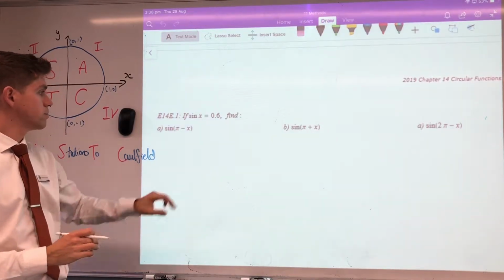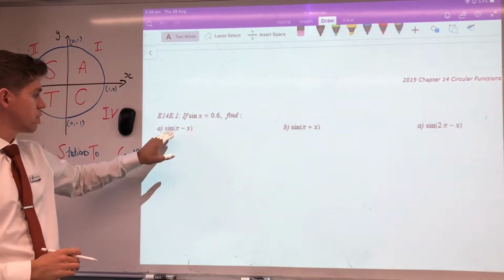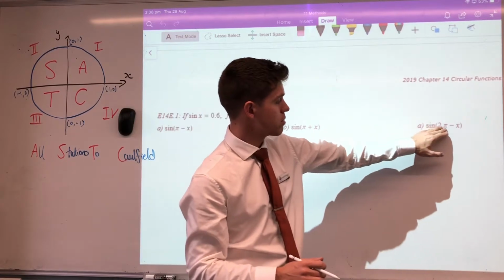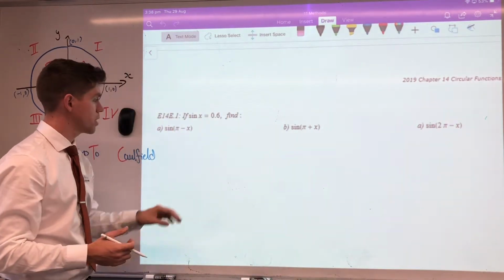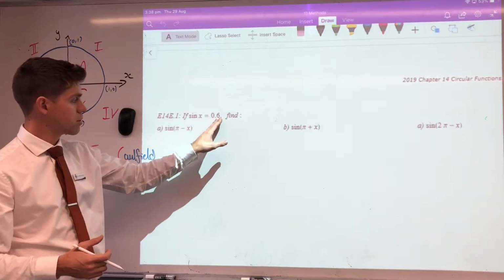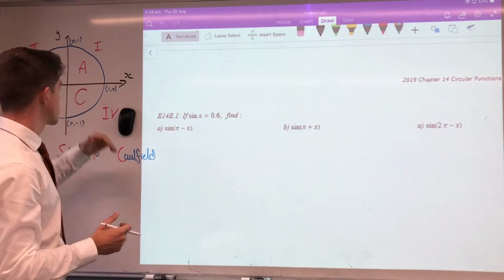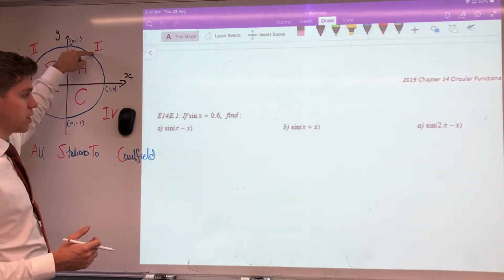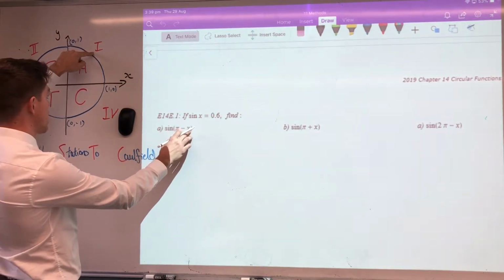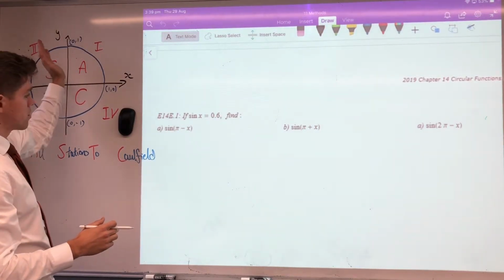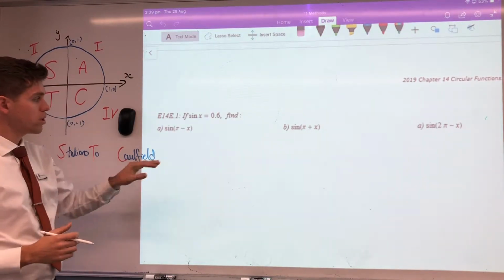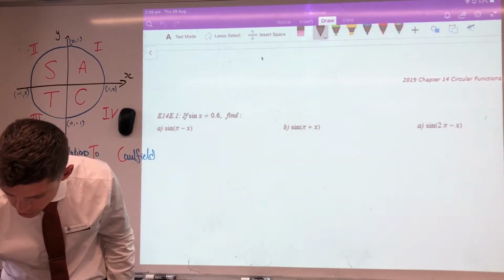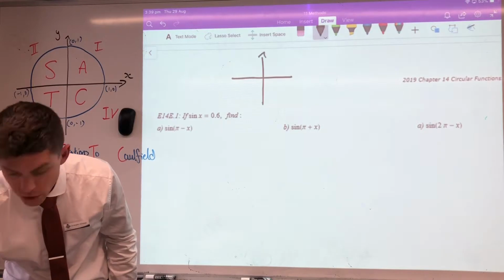Worked example number 1. If sine of x is 0.6, find sine of pi minus x, sine of pi plus x, and sine of 2 pi minus x. So what that's saying is we have sine of a particular angle, and the value is 0.6. So the y-coordinate is roughly up here somewhere. So if we had that same angle and subtracted that from pi, what value would that give us? So let's just explore this on a unit circle for a moment.